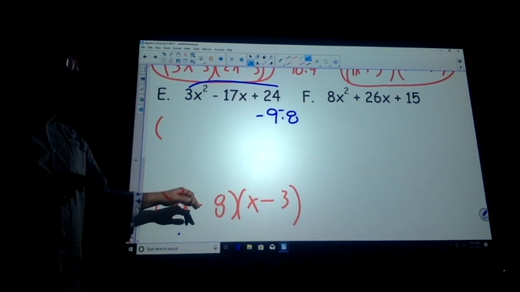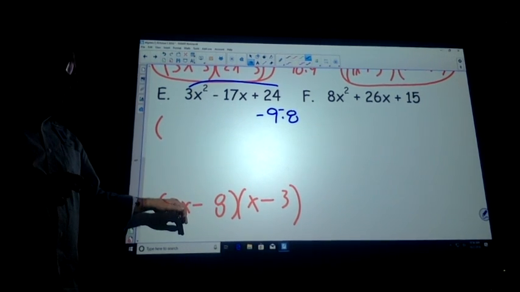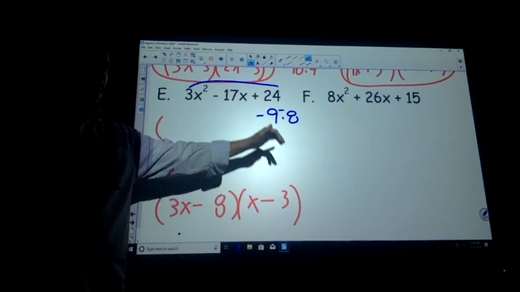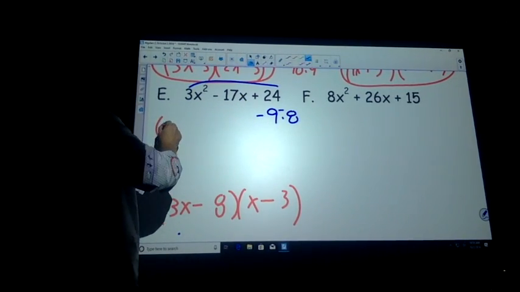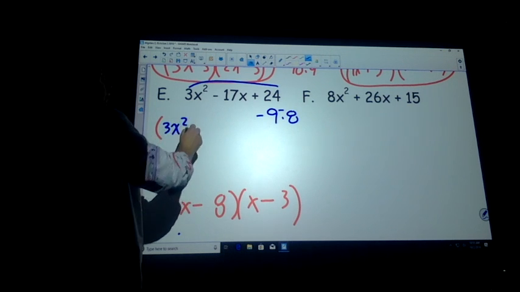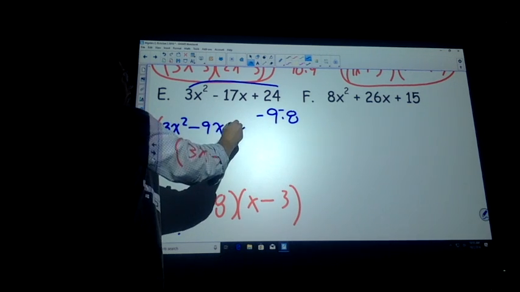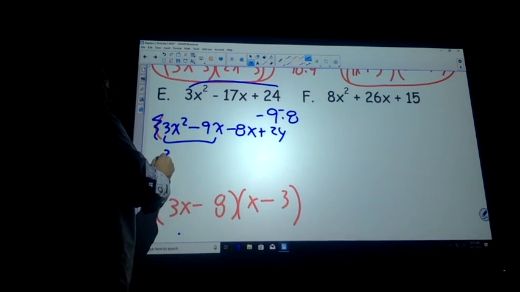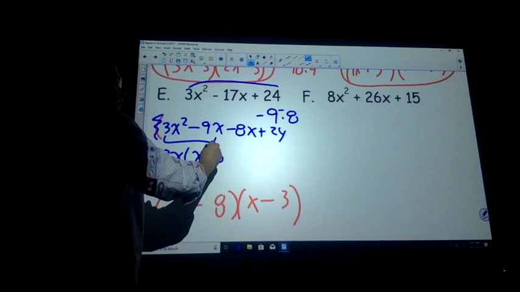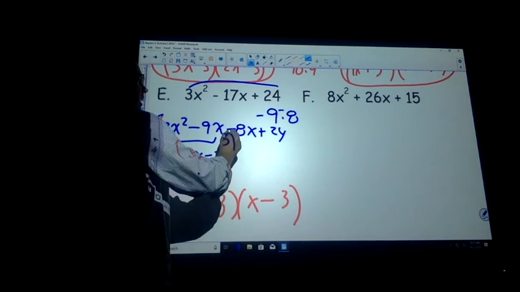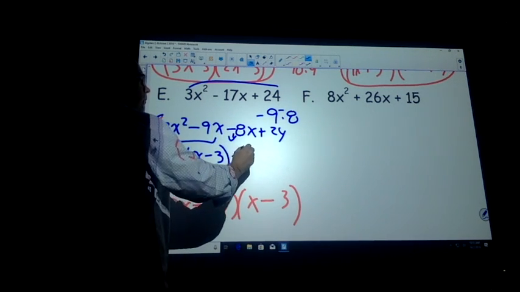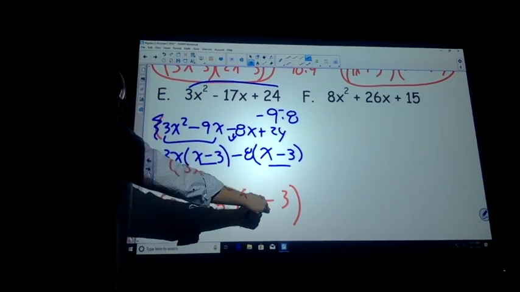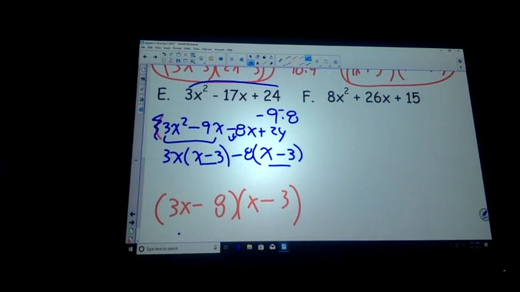So what I basically did is I was just breaking down the 24 because I know that 3 times 8 gives me the 24. But if you went your way, which is fine, I have 3x squared minus 9x minus 8x plus 24. I can factor out a 3x from both. Boom, that goes. And then that negative has to come down here. Bring in an 8. Negatives coming out. X minus 3 is there, 3x minus 8 is right there. It's done.